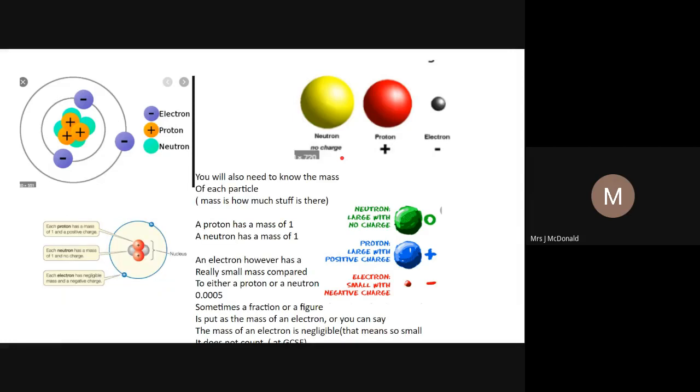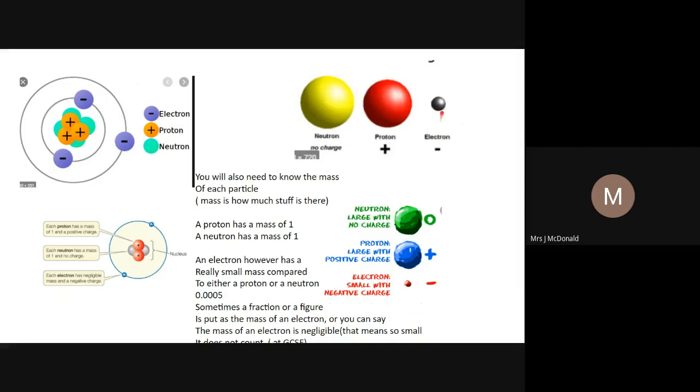Okay. You will also need to learn the mass of each particle, and just remember that the mass is how much stuff there is in it. And this is relative because we don't use units at GCSE. So we always say a proton has a mass of 1. So 1 proton has a mass of 1, 2 protons has a mass of 2, etc. A neutron also has a mass of 1. It's got exactly the same mass as a proton. So if we've got 5 neutrons, then the mass for 5 neutrons is 5. The mass for 1 neutron is 1.